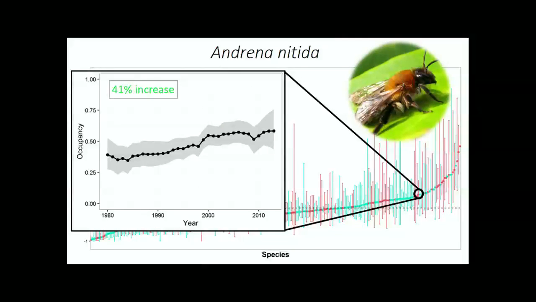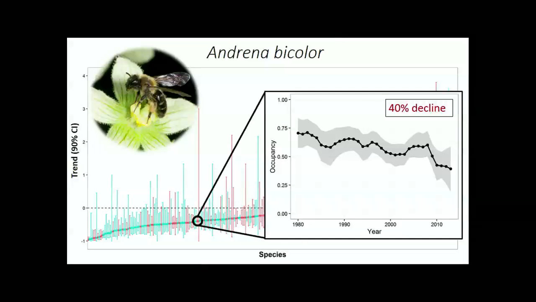So we just pick out a couple of examples. We've got a species that's doing quite well on the right-hand side here, Andrena nitida. It's got a 41% increase, and we can contrast that to another species in the same genus, which is having a 40% decline, so it's the one to the left of this one with a huge uncertainty here.